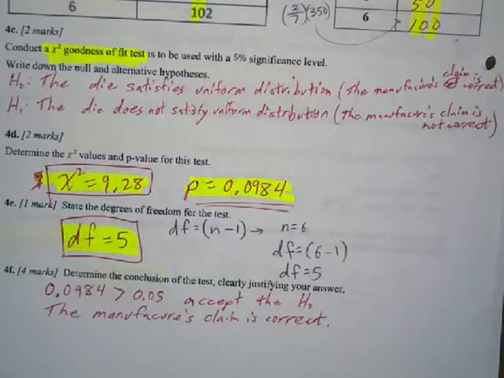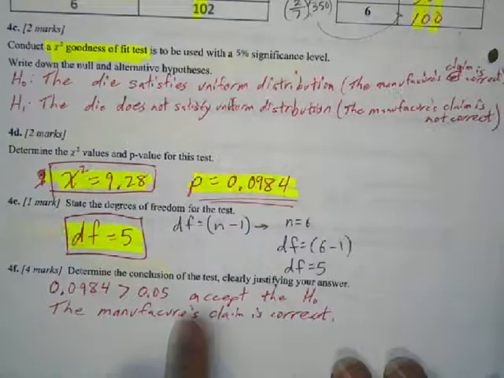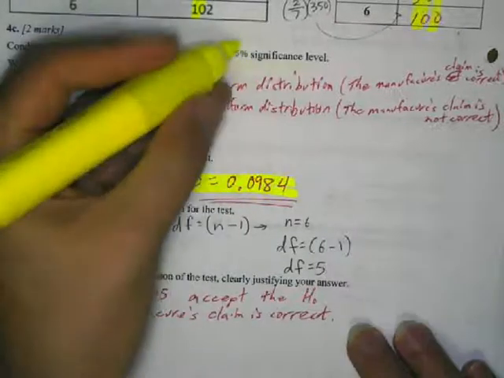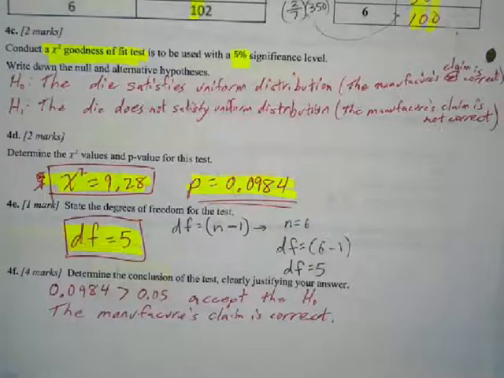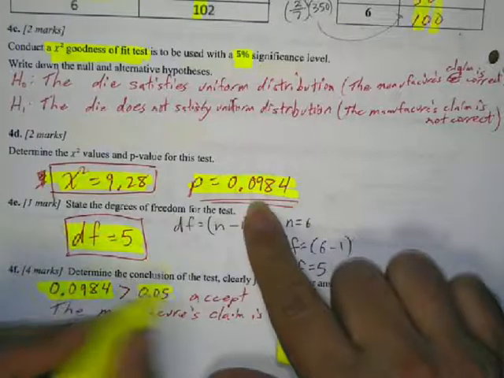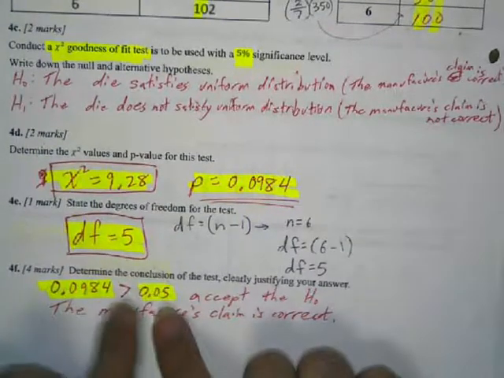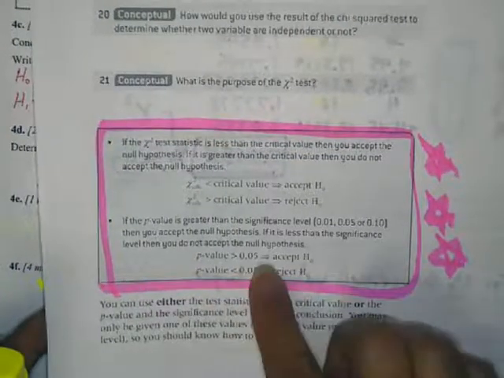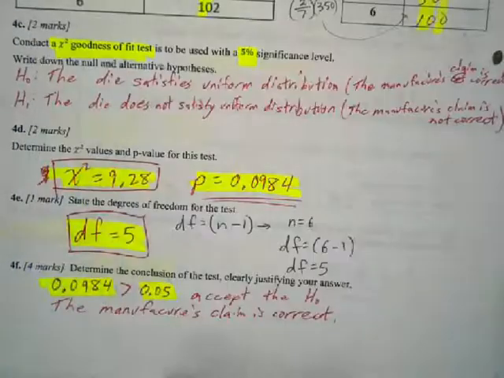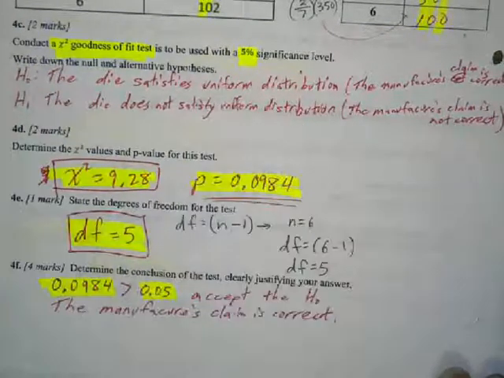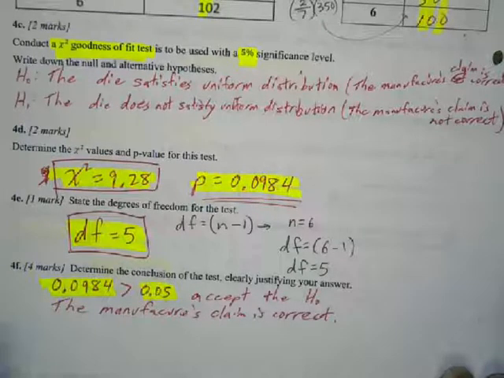And so now I want to make a comparison of this. Since we're doing this at a 5% significance, I can compare this p-value to 5%, and as we can see, this is greater than 5%. So if I go back to this chart, if it's greater than 5%, we accept the null hypothesis, and so the manufacturer's claim is correct, or it satisfies the uniform distribution.